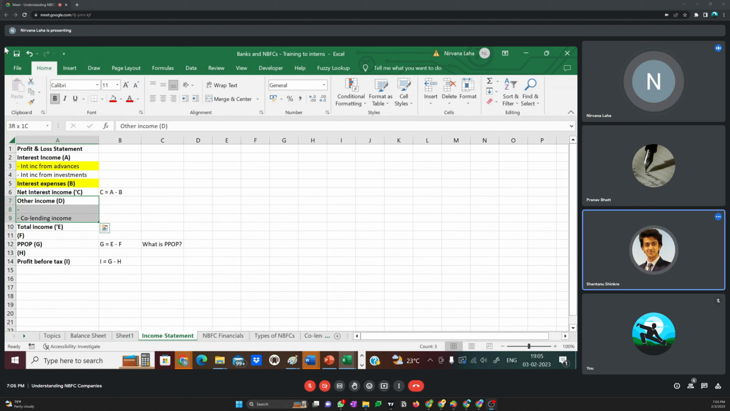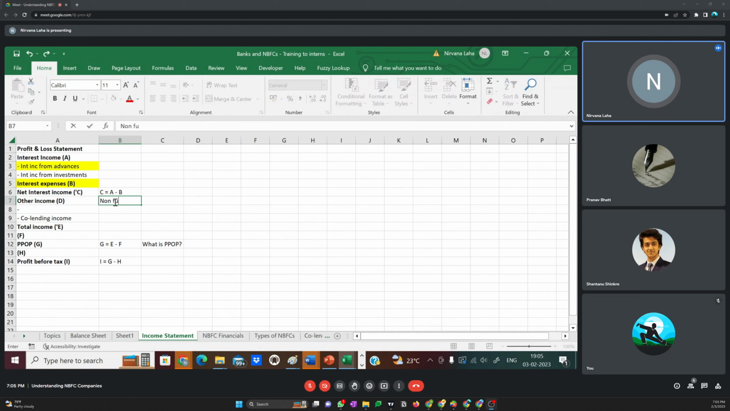Let me cover this in some detail because this is extremely important. Other income is also often called non-funded income. What does non-funded income mean? The income that you earn not from lending. Funded means that when you lend funds. So non-funded income is income that comes to a bank without lending anything.